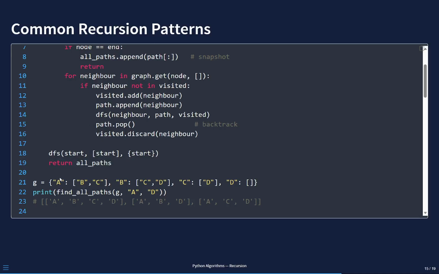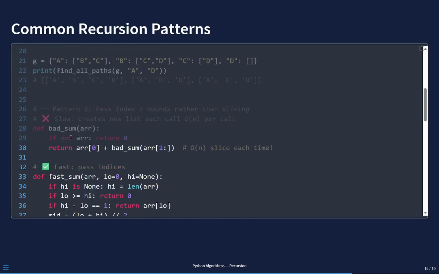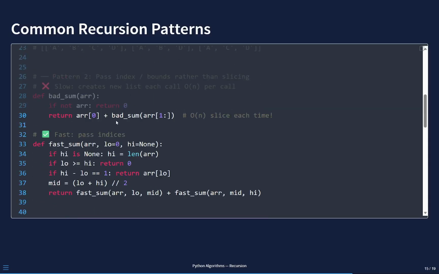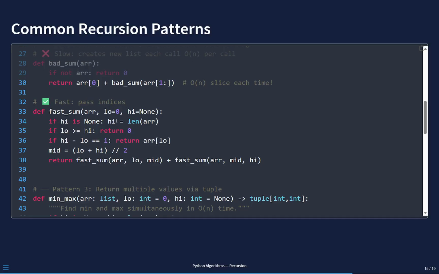Pattern 2: pass indices, not slices. The bad_sum function creates a slice on every call, a new list object, O(n) copies, O(n squared) total. The fast_sum version passes low and high indices. No allocation, constant time per call, O(n) total. This is one of the most common sources of hidden quadratic behavior in recursive Python code.